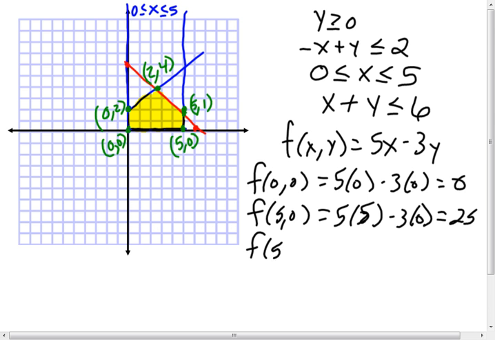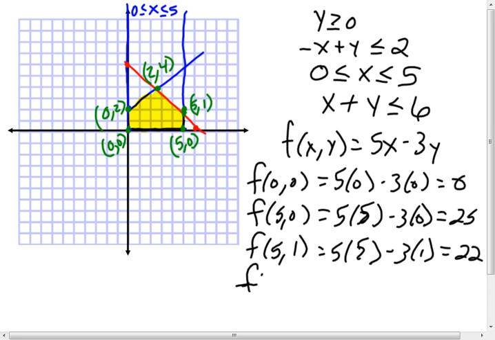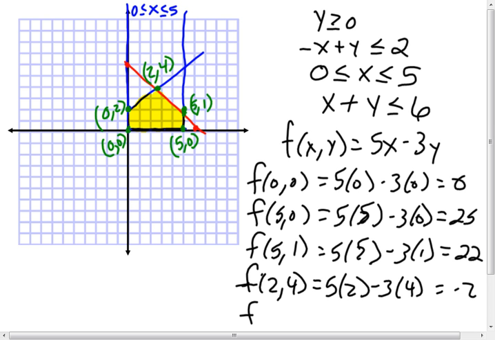Next point would be f of 5, 1. That would be 5 times 5 minus 3 times 1, so that would be 25 minus 3, or 22. Next point would be f of 2, 4. So that would be 5 times 2 minus 3 times 4. So that's 10 minus 12, or negative 2. And the last one is f of 0, 2. That would be 5 times 0 minus 3 times 2. So minus 3 times 2 is minus 6.